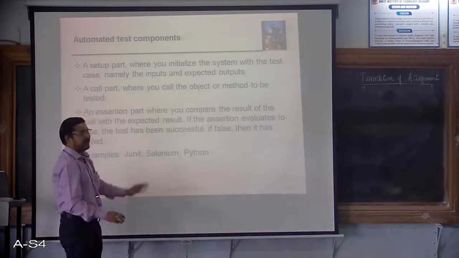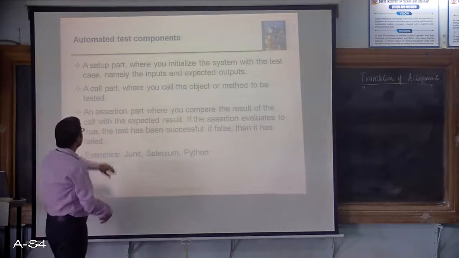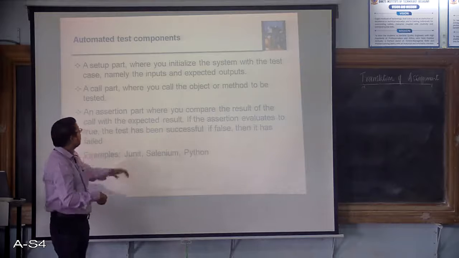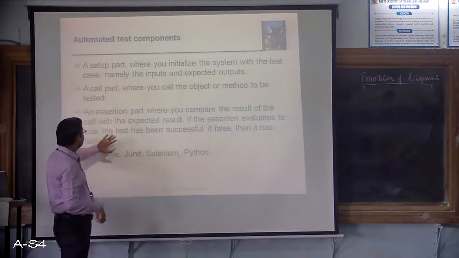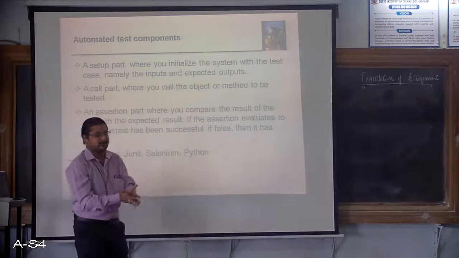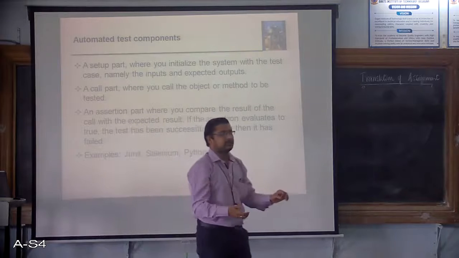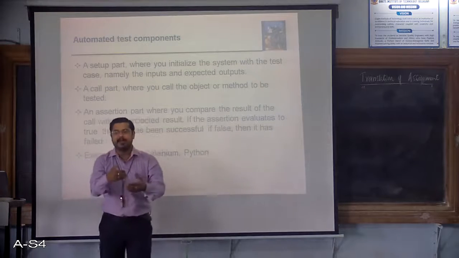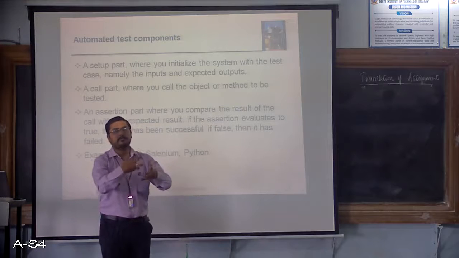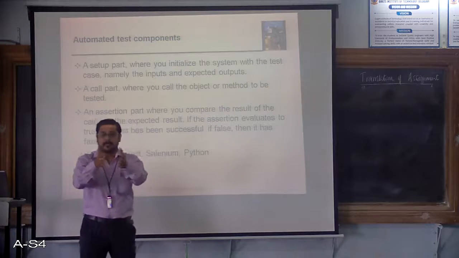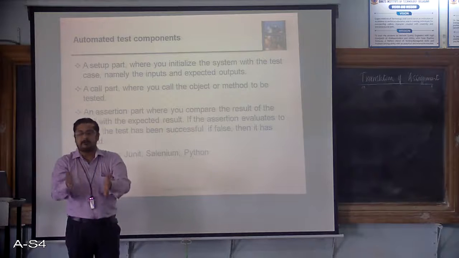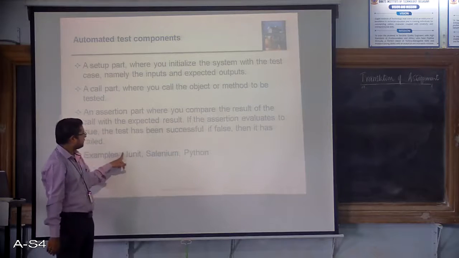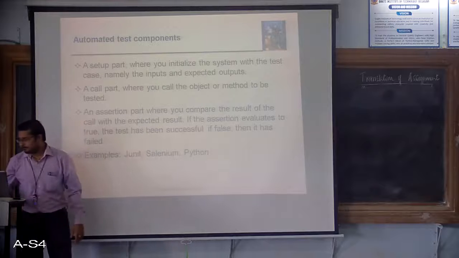In the setup part, first we initialize the system function. In the call part, we call the objects and the methods associated with that function. In assertion, we create the condition, maybe addition: a mathematical condition that we check for whether it is satisfied for the given inputs, maybe A and B. I check whether that mathematical function operates correctly or not. If it operates correctly, the result will be yes; otherwise, it is false. These are the examples: JUnit, Selenium, and Python.